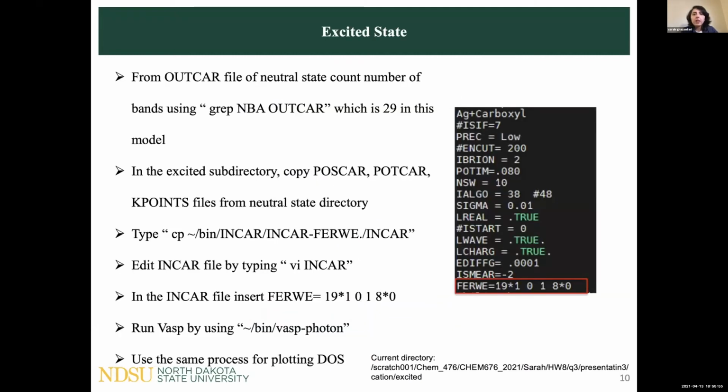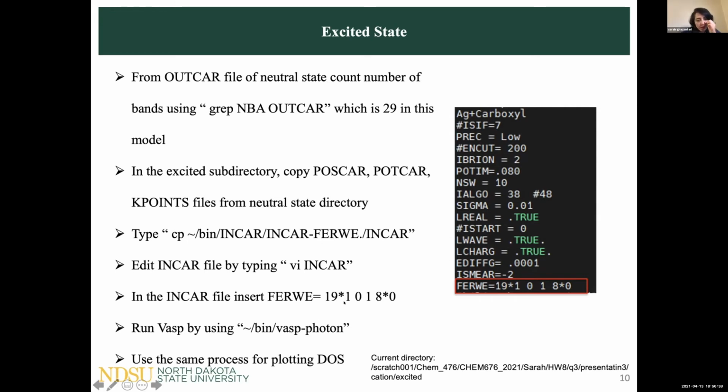For the excited state, at first we should know the number of bands, so we easily use grep number of bands or NBANDS in OUTCAR and see how many bands we have for the neutral state. And then in this excited subdirectory, we should copy the POSCAR and the KPOINTS file from the neutral subdirectory, and then use this command to copy the INCAR file.